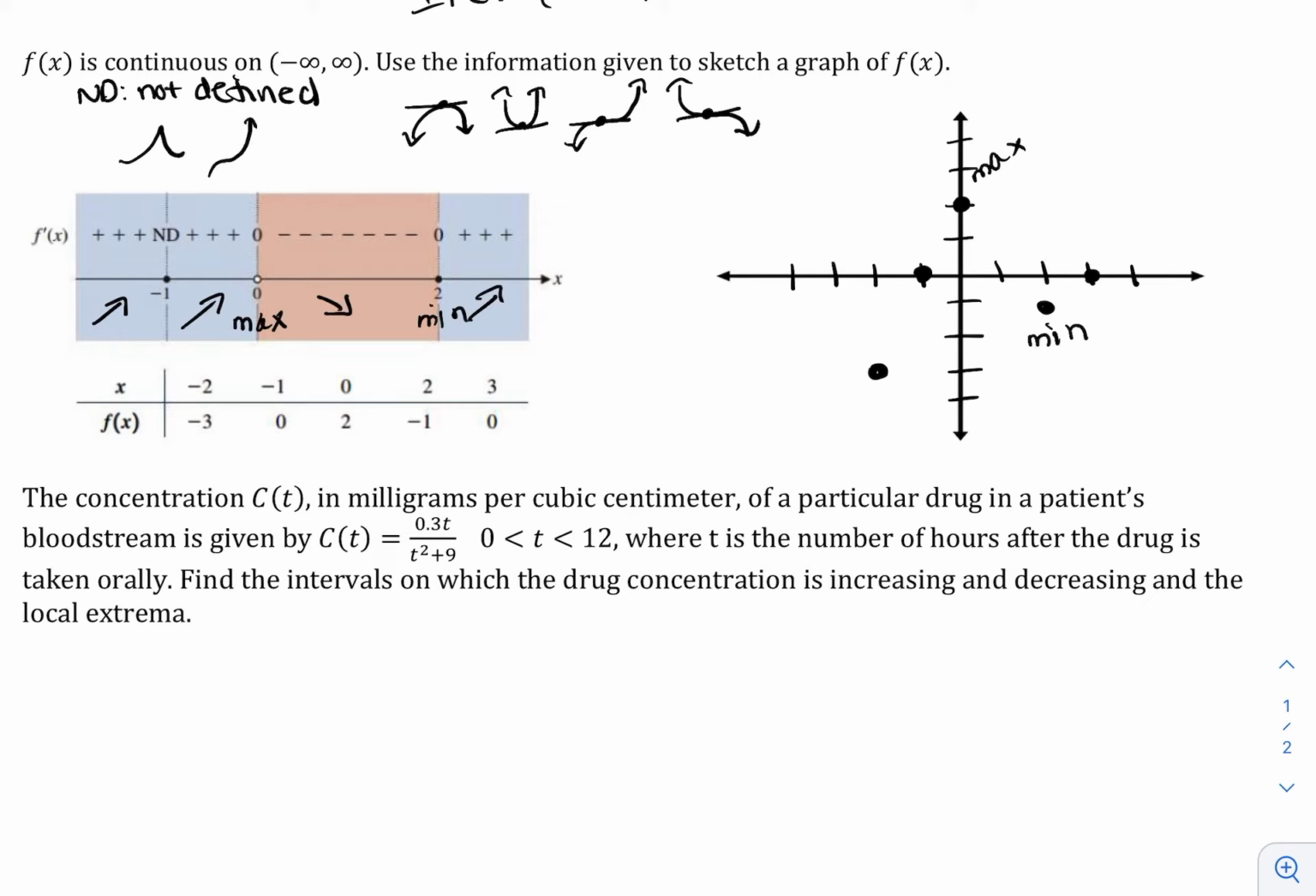Oh, actually, I'm going to redo that. I don't like it. So what happens when you have a not defined is you have a vertical tangent line. It could be something like this. So you're going to have a vertical tangent line here. So that's when you have not defined.